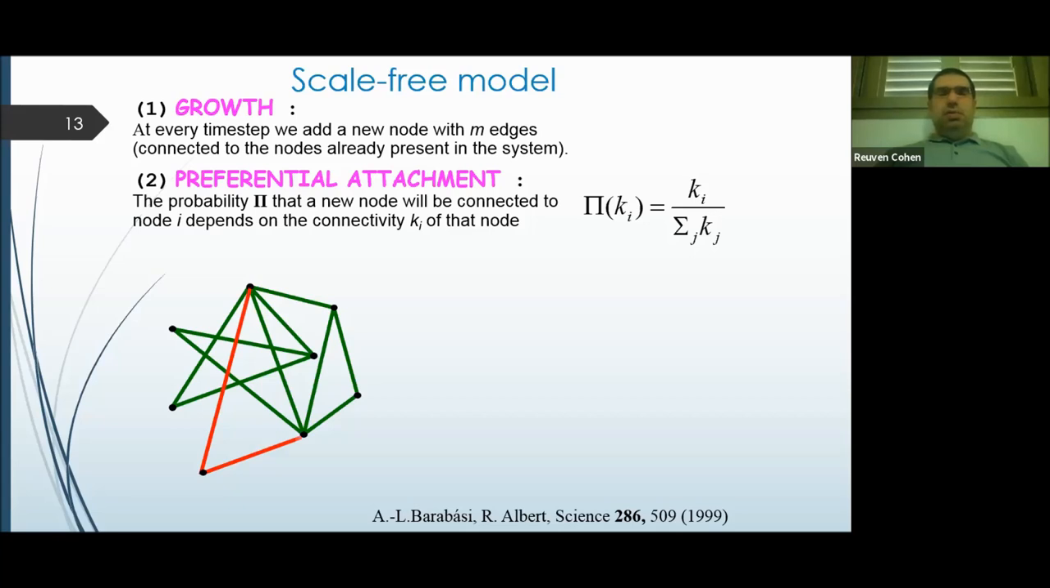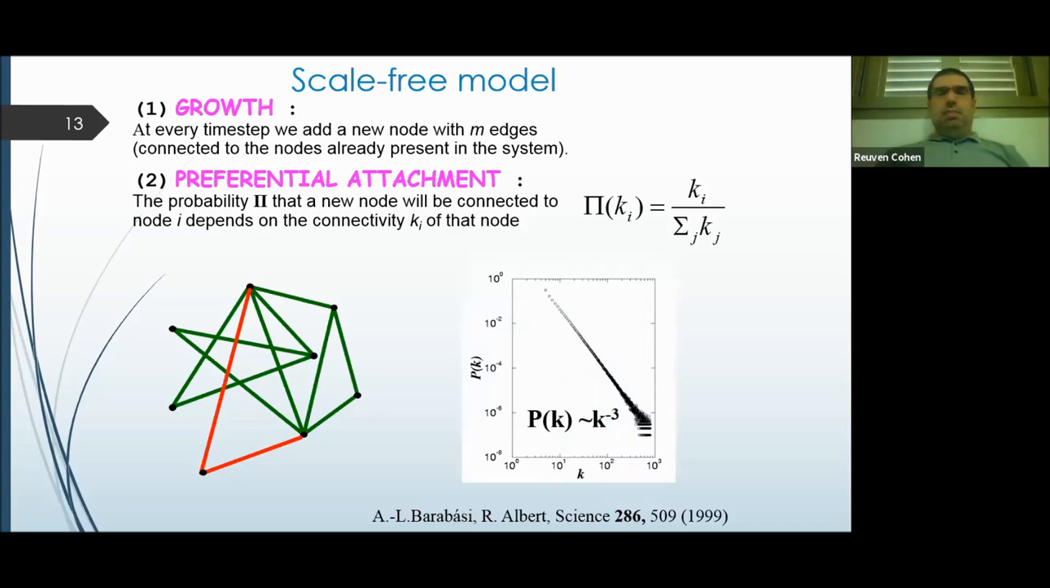So here's a new node and it is connected to existing nodes. And you can see that in this case, it really has chosen high degree nodes. And the Barabasi-Albert model gives a degree distribution which is not Poisson, but rather it is a power law. You can see that it has a power of 3. The number of nodes with degree k decays as k to the minus 3.